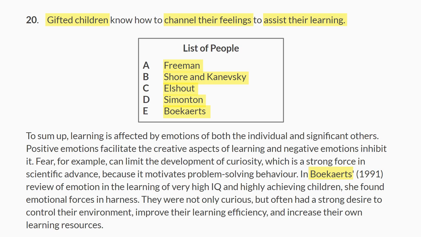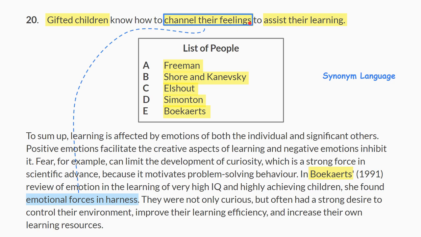Let's see what this sentence is really talking about. It says, in Bocart's 1991 review of emotion in the learning of very high IQ and highly achieving children, she found emotional forces in harness. So here, where it says emotional forces in harness, that is synonym language for channel their feelings. To harness means to bring out or to channel, to make something accessible, to get access to it. That is what it means to harness something. So that is synonym language for channel their feelings or access their feelings.